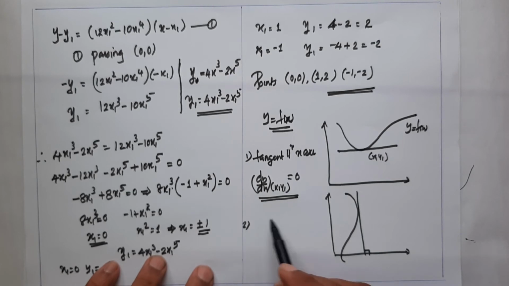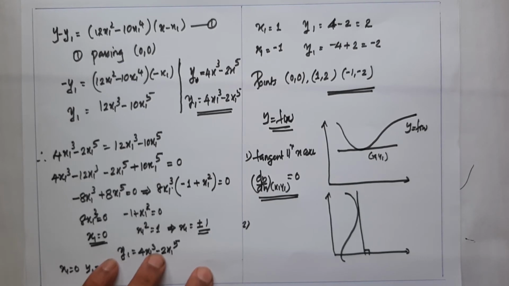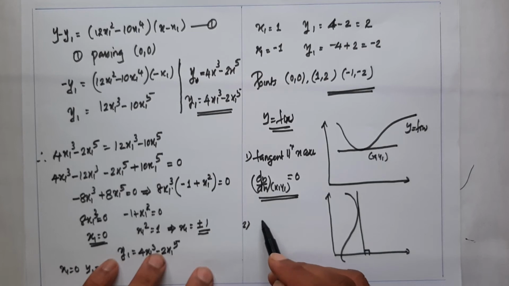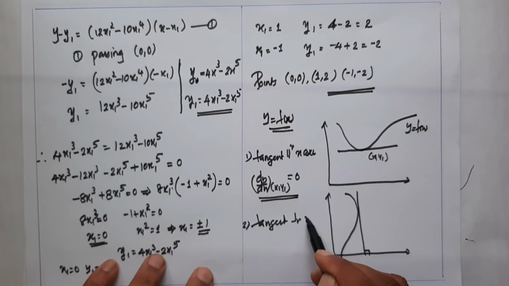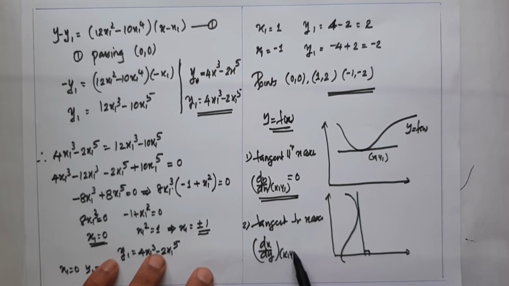Then the second condition is, if the tangent is perpendicular to the x-axis, then theta equals 90 degrees. Then tan theta is equal to tan 90, which is not defined, that is 1 by 0, infinity. Therefore, reciprocally, 0 by 1 is 0. And therefore here, when a tangent is perpendicular to the x-axis, then the condition is reciprocal, that is dx by dy at x1, y1 is equal to 0.